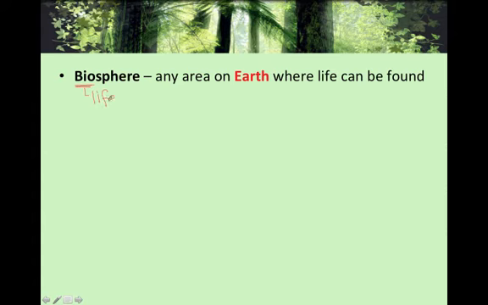So for example, if you think of biology, biology is the study of living organisms, or biography. This is an account of someone's life written by another person. So that bio means life. And so biosphere, we're talking about any area on Earth where life can be found. And this can include on land, in the water, or in the air.